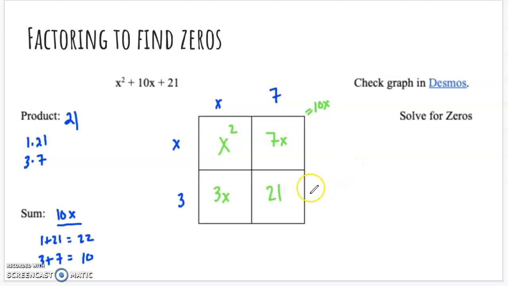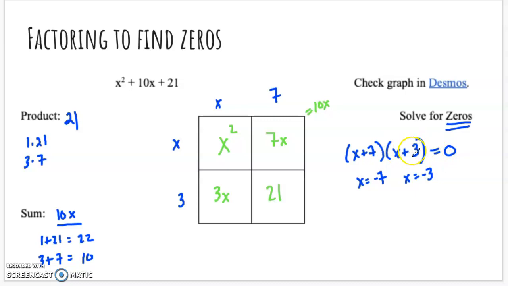Okay, so my final form here would be x plus 7 times x plus 3. That's my factored form. If we wanted to solve to find our zeros, that means that we would be setting it equal to 0. So x equals -7 and x equals -3. When you set it equal to 0, you're using that zero product property to figure out what number, when you plug it in, would make each of your factors equal to 0.